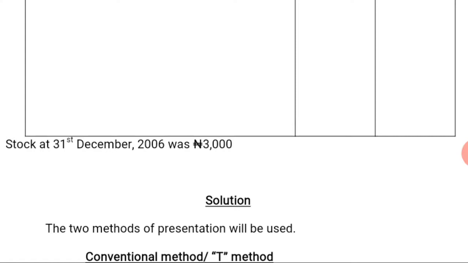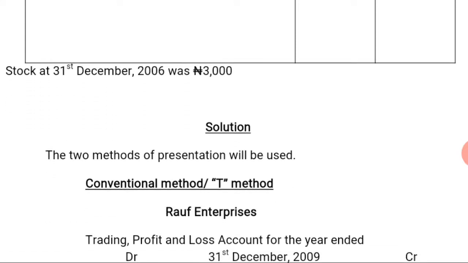Stock at 31st December was 3,000 Naira. That is the closing stock, because I've always mentioned that the stock you find in the trial balance is the opening stock, while you find the closing stock outside of the trial balance or in the additional information. Now let us solve the question.